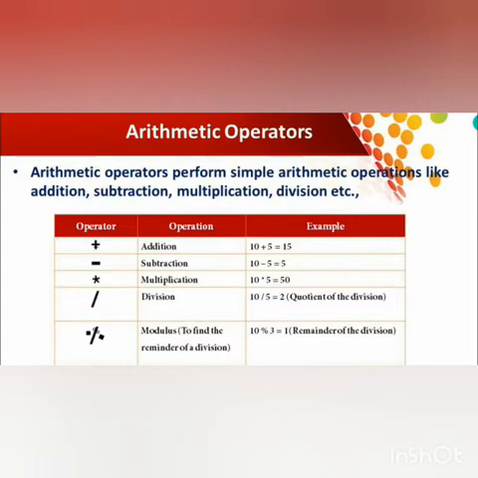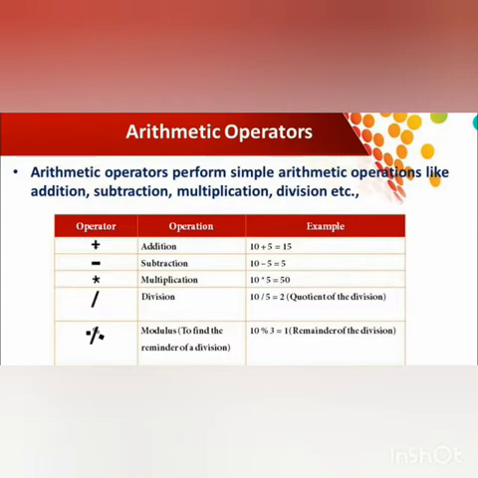Now, let's see this table. Operator, operation, example. We have 5 different types of arithmetic operators. Plus for addition, minus for subtraction, asterisk for multiplication, slash for division and percentage for modulus. To add 2 numbers, we have to use the plus symbol. Example, 10 plus 5. What is the value of 10 plus 5? 15.